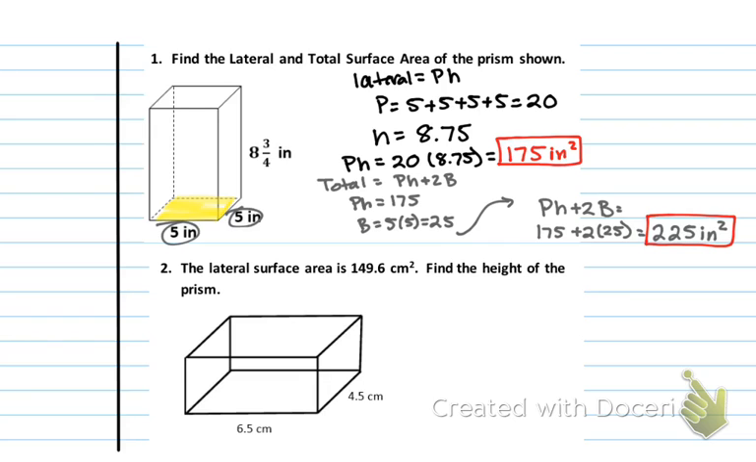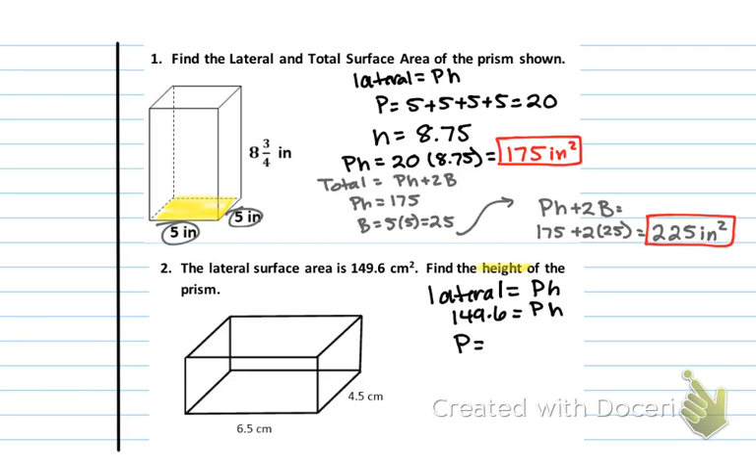Okay. So the next question is that the lateral surface area is 149.6 centimeters squared. Find the height of the prism. Okay, so we know the lateral surface area is 149.6, right? We need to find the height. Okay, so hopefully you guys found the height. The way we do that is we have our lateral is equal to pH. Lateral here is going to be our 149.6. We need to find P and H.